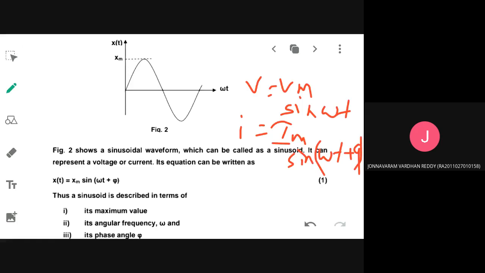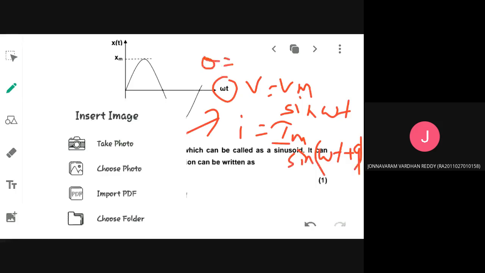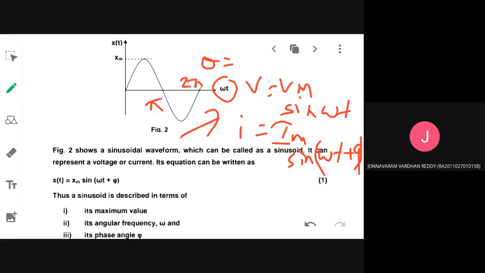Any sinusoidal quantity will obey the sinusoidal principle, because of which this will be the equation that you will be getting. And theta is given by omega t, and this way it will be pi here, 2 pi here, and so on. Now we understood what the maximum value is.